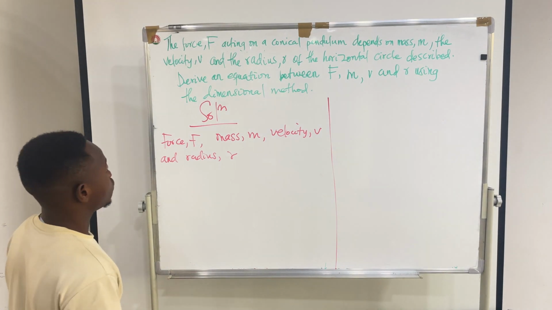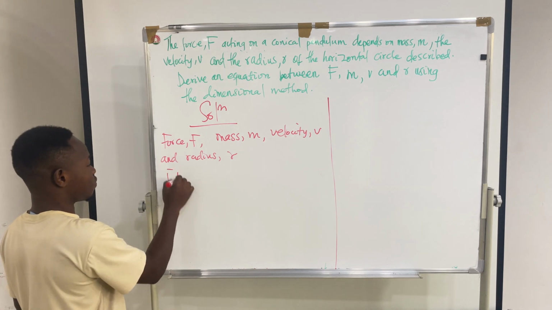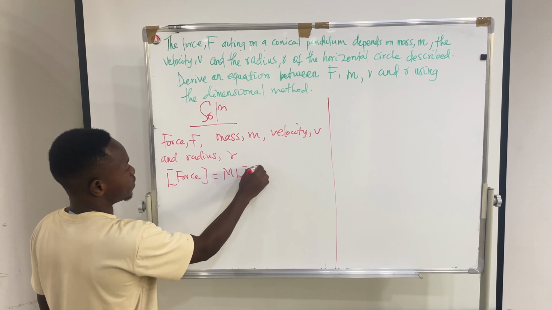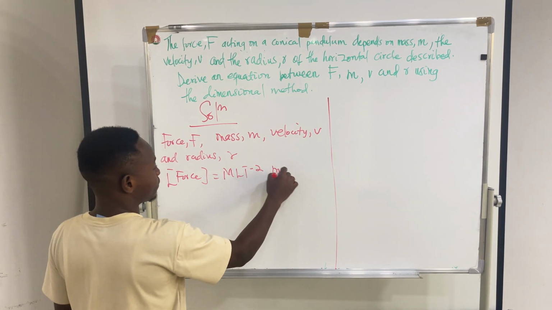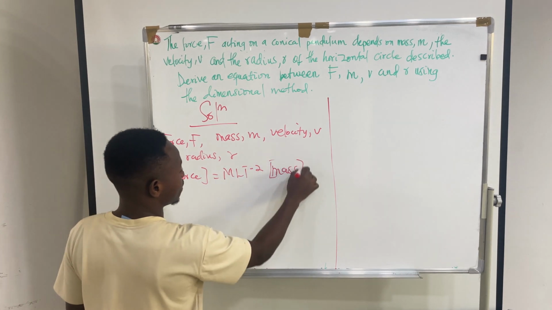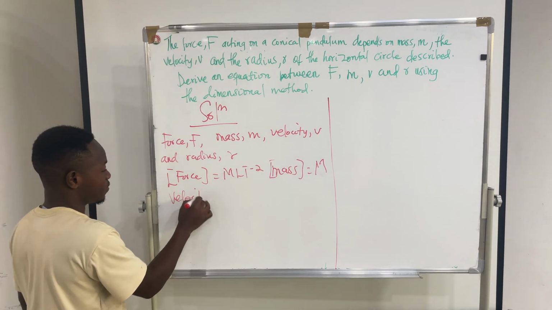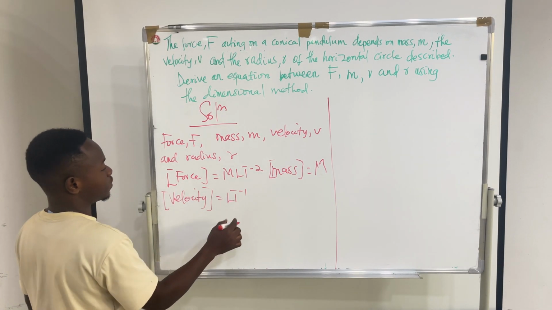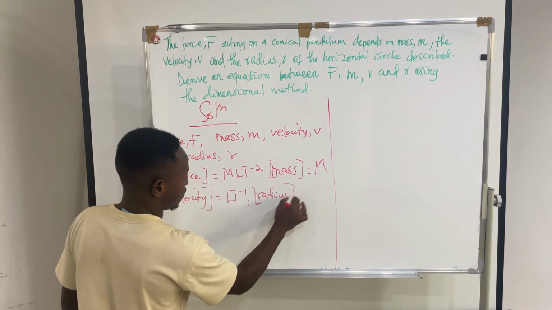The next thing to do is to find their dimensions. The dimensions of force are MLT^-2. By now we are familiar with this. Mass is just M. Velocity is LT^-1. Radius is L.